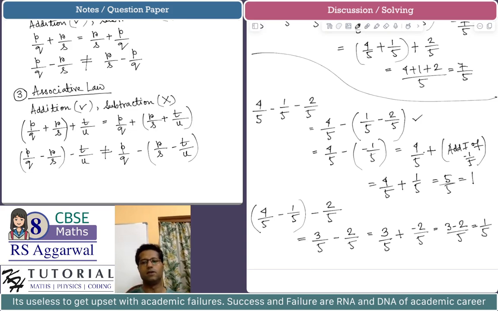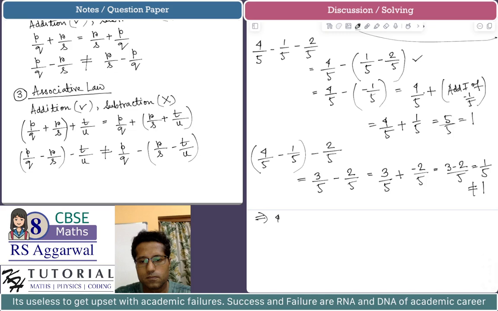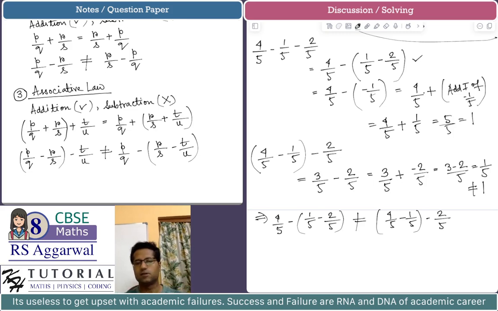So 1 by 5 is definitely not equal to 1, and hence this implies that 4 by 5 minus 1 by 5 minus 2 by 5 is not equal to 4 by 5 minus 1 by 5 minus 2 by 5 with the other grouping. So this proves that subtraction does not obey the associative law on rational numbers.